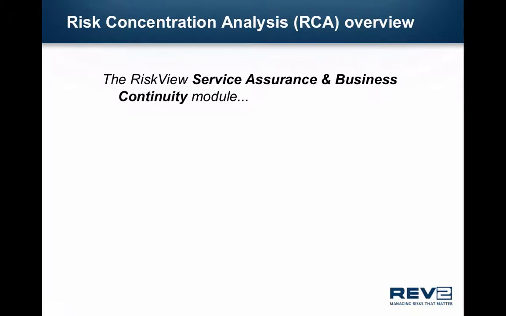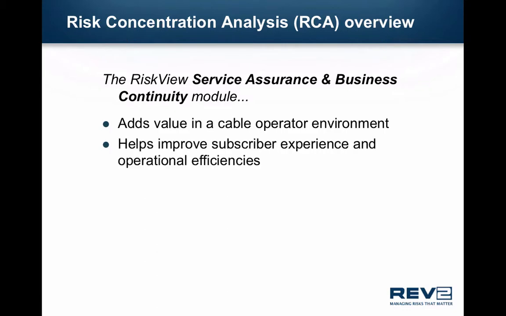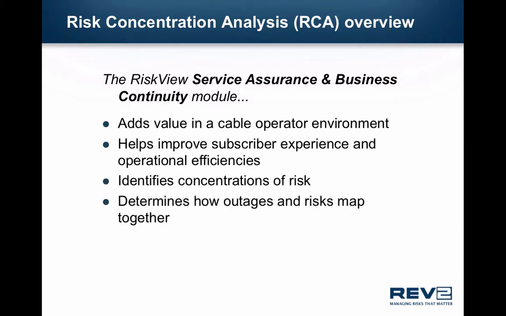Welcome to our short video showcasing how the RiskView Service Assurance and Business Continuity module adds value in a cable operator environment by providing analytics that enhance your subscribers' experience and improve your operational efficiencies. RiskView identifies concentrations of risk and automatically determines how your outages and risks map together. By analyzing outage events and the metrics associated with them, RiskView can quickly isolate specific drivers of material outages, the outages that matter to your subscribers and your overall business.